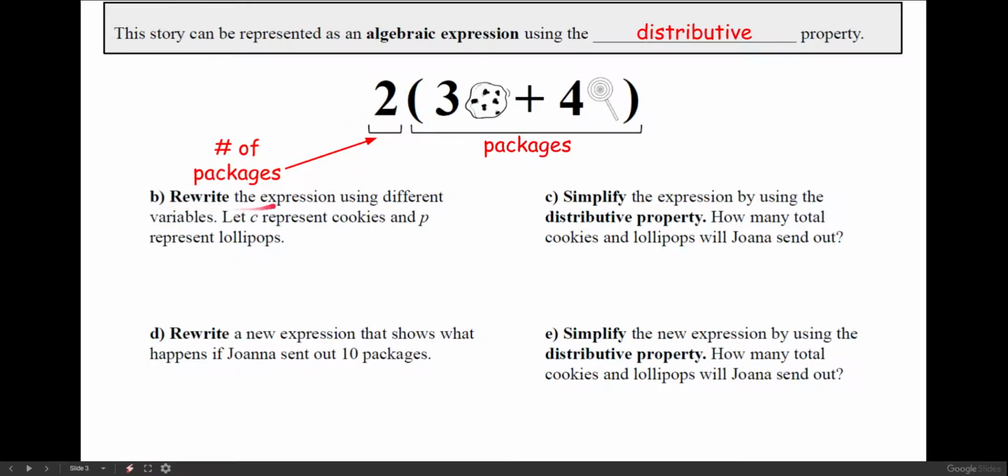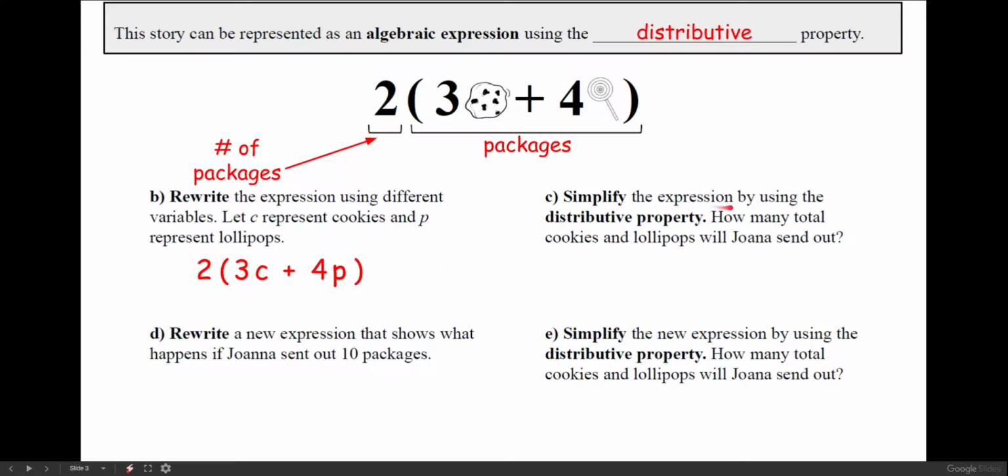So B, rewrite this expression using different variables. Instead of using cookies, I'm going to use C to represent cookies and P to represent lollipops. So I'm still going to have 2 cousins with that package. Instead of writing a cookie, I'm going to use the letter C. So 3C and 4P. Now, we use P for lollipops instead of L because, well, first they told us P, but also L's kind of look like the number 1. So we want to avoid certain variables. Anyhow, that would be how we could write a different kind of algebraic expression without pictures.